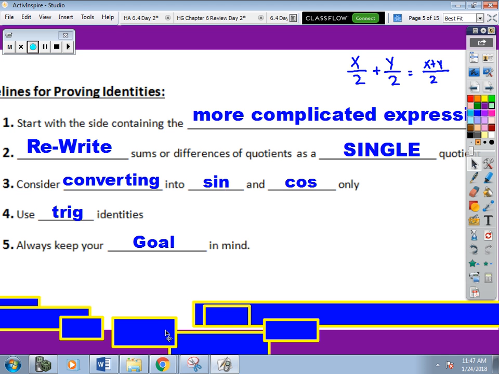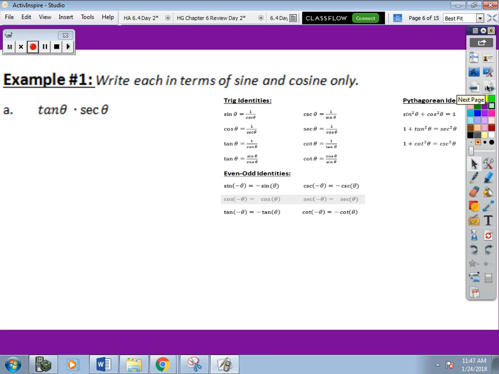Now the first 2 examples are just like the bell ringer. They say write each in terms of sine and cosine only. So we're going to use our formula sheet. You want to have it side by side. Have your formula sheet out, handy, visible, and your note sheet. I'm going to have the formula sheet on the board so I can reference it. So again, the directions tell us, this is not a proving one because we don't have an equal sign. Just write each in terms of sine and cosine only.